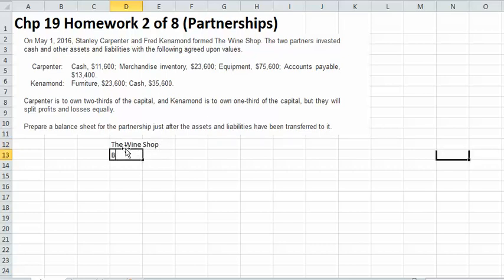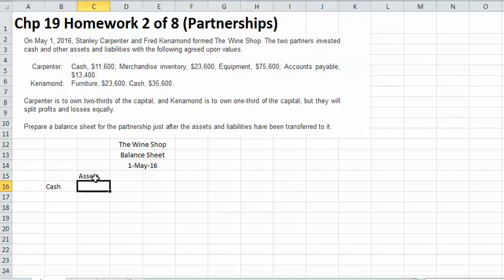Here's the name, balance sheet, May 1st, 2016. We can play around with that to make it look all pretty if you want. So maybe we'll do a merge and center here. Basically, that's nice and pretty, but I want you guys just to get the concepts down. So we have assets.